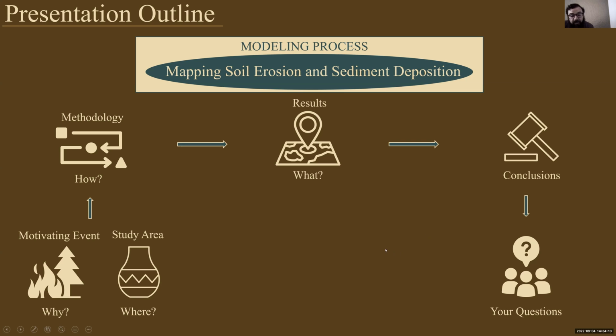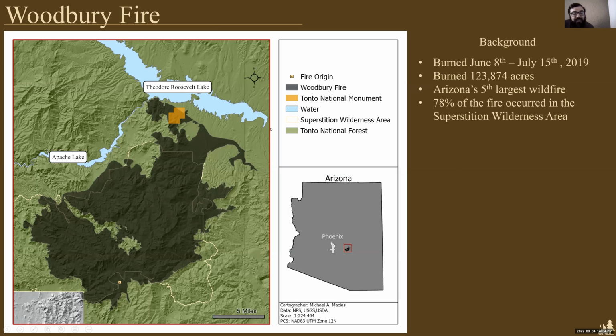So context is important, so I'll begin with some background information. In December 2019, there was a very large fire in central Arizona on the Tonto National Forest, about 40 miles east of the Phoenix metropolitan area. This fire was known as the Woodbury Fire, and it burned around 124,000 acres. Here in this map, you see the footprint of the fire.